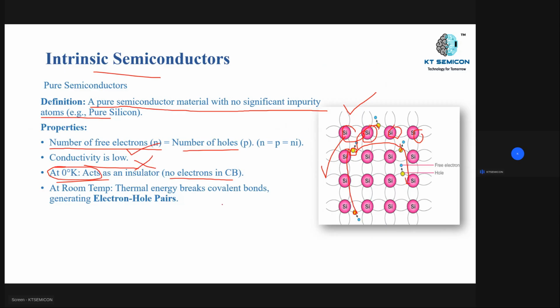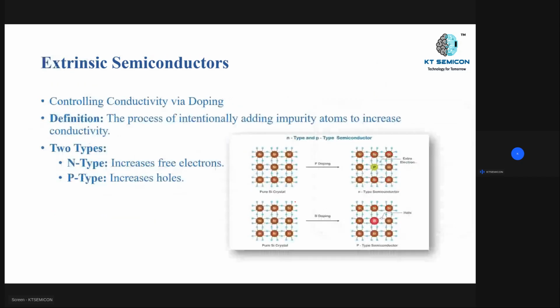So thermal energy breaks covalent bonds, generating electron-hole pairs. At 0 degrees it acts as an insulator. Whenever we increase the temperature, it starts to break the covalent bonds. See here, it breaks the covalent bond and tries to occupy another hole. So this is the intrinsic semiconductor, and after that, extrinsic semiconductors.